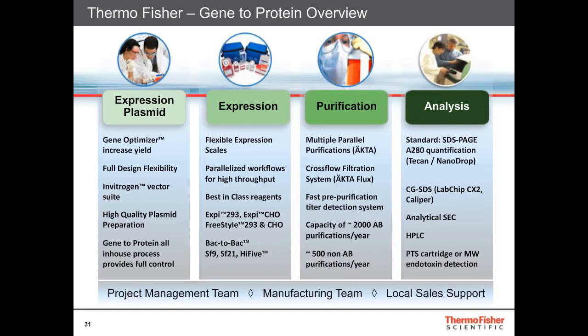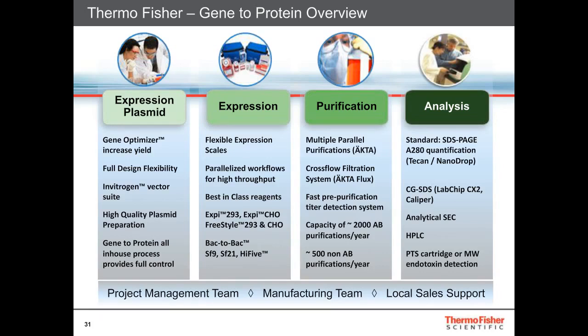And of course, as I hopefully could demonstrate to you, we really use the best-in-class reagents by using Thermo Fisher ExpiHEK293 and ExpiCHO systems, as well as the FreeStyle 293 and CHO systems. With regard to purification, we use state-of-the-art equipment, and we have constantly growing capacities of approximately 2,000 antibody purifications per year, plus additional 500 non-antibody purifications per year. And those capacities are constantly growing, and depending on your need, we can make things happen quite quickly, since we are part of such a huge organization, which is Thermo Fisher Scientific.